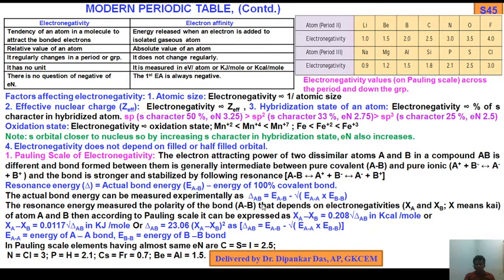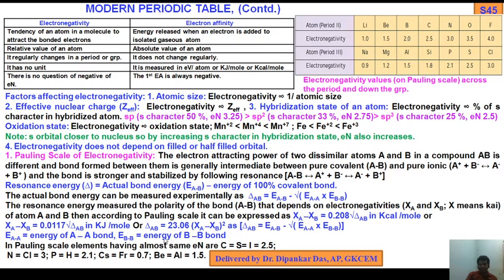Okay, so this is the resonance energy of AB minus under root energy of AA bond times energy of BB bond. Here EAA is the energy of the AA bond and EBB is the energy of the BB bond. So in Pauling scale, elements having almost the same electronegativity. Again I recap, this is the expression of the electronegativity scale of Pauling.